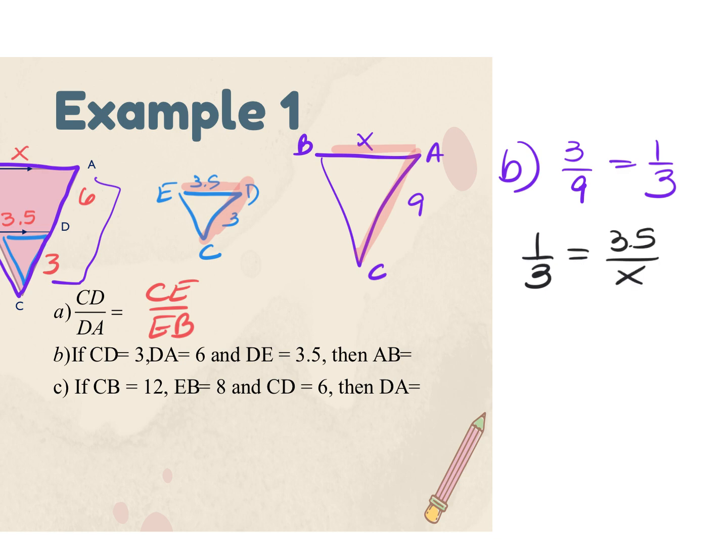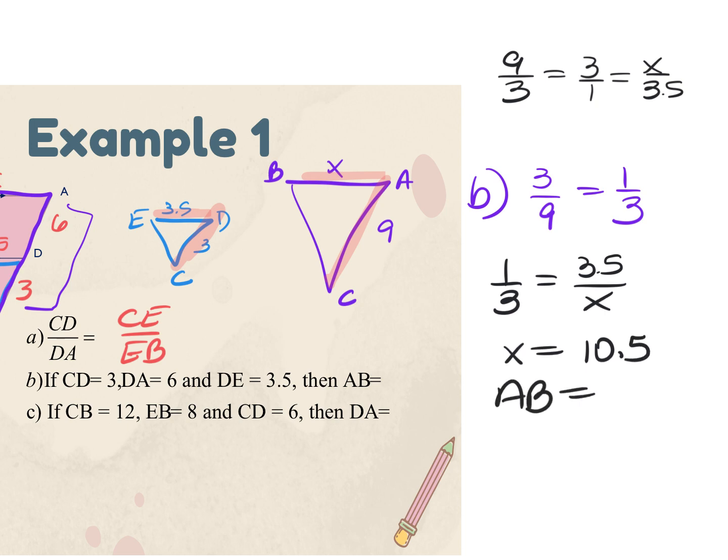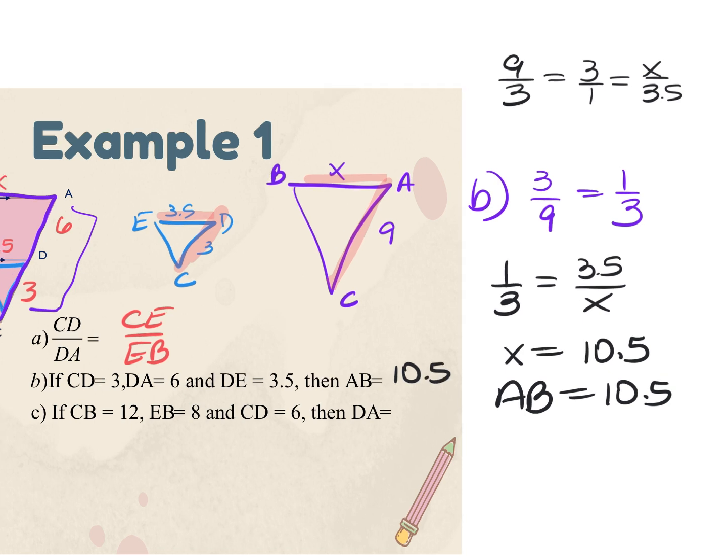I set up my numbers from left to right. If you wanted to do 9 over 3, simplify it 3 to 1, then you would have done X over 3.5. Either way. And then cross multiply: 1 times X, 3 times 3.5 is 10.5. So the length of AB is 10.5. And this is using our prior knowledge.